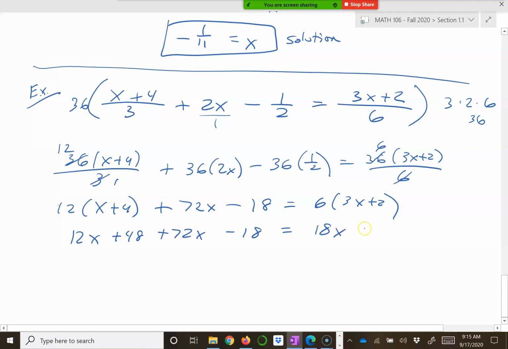So I'm just distributing all the integers outside these parentheses. Okay, what are we going to do here? I guess what we'll do is subtract 18x from this side, and then we'll have to subtract 18x over here. All right, so what do we have here? We have 12x and 72x, actually this will be easier. 12x minus 18x is negative 6x. So then negative 6 and 72 is 66x. And then what we're going to do is subtract 48, add 18.